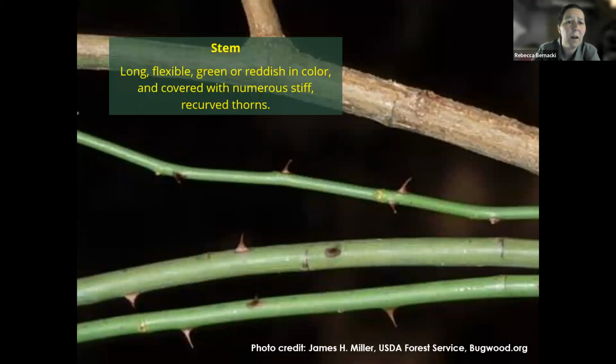The stem is going to be long, flexible, green or reddish in color, and it's going to be covered in numerous recurved thorns. So if you look at the thorn, it kind of is going to curve back instead of being perpendicular to the plant.